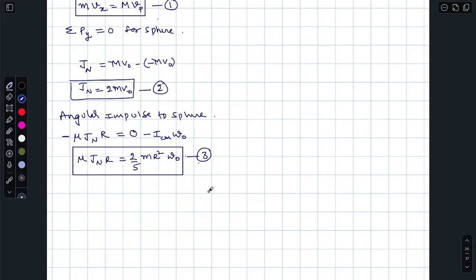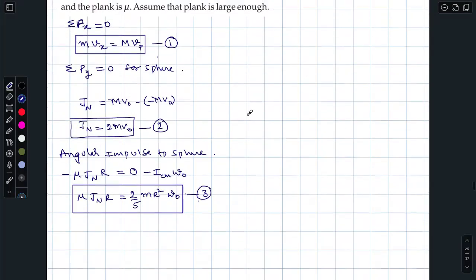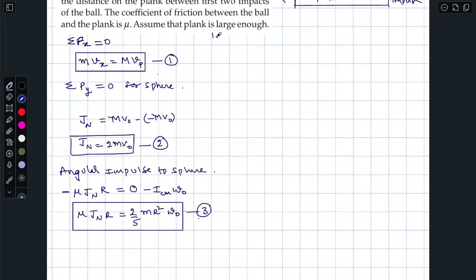that's the deal. What are unknowns now? Vx is an unknown. V Planck is an unknown. Jn is an unknown. Yes or no? These are the three unknowns. Are there any others that I don't know about? You have three equations. Now you solve three unknowns.